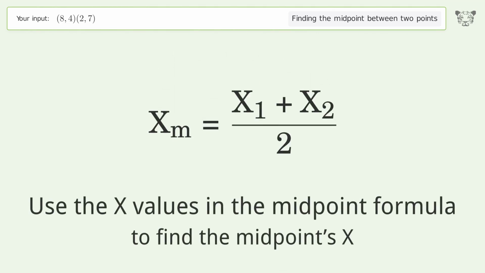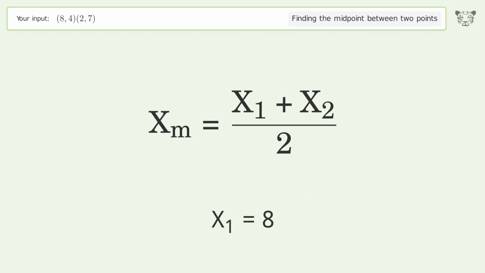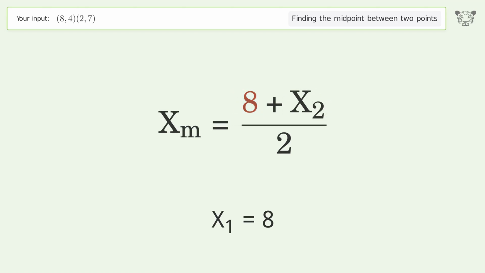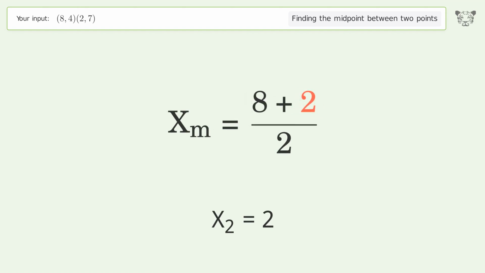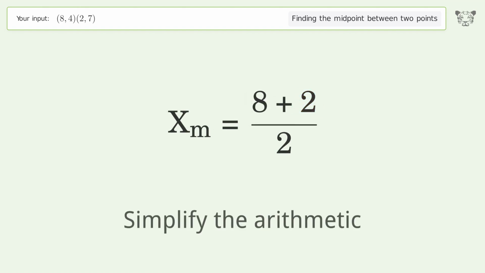Use the x values in the midpoint formula to find the midpoints x. x1 equals 8. x2 equals 2. Simplify the arithmetic.